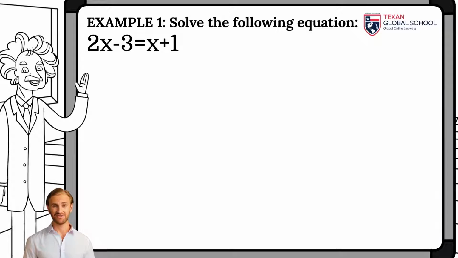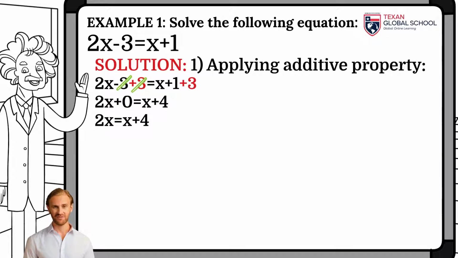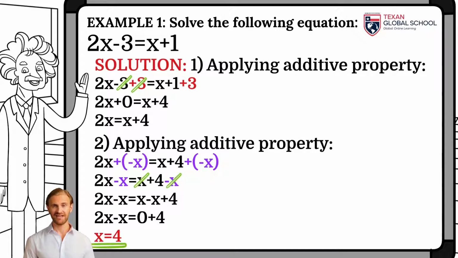We will send the linear terms to the left member and the independent terms to the right. So, we use the additive property, adding 3 in both members. This step cancels the negative 3 on the left side. Now, we will move all the linear terms to the left member. We apply the additive property again by adding negative x to cancel it from the right side. We add like terms and obtain a unique solution of x equals 4.